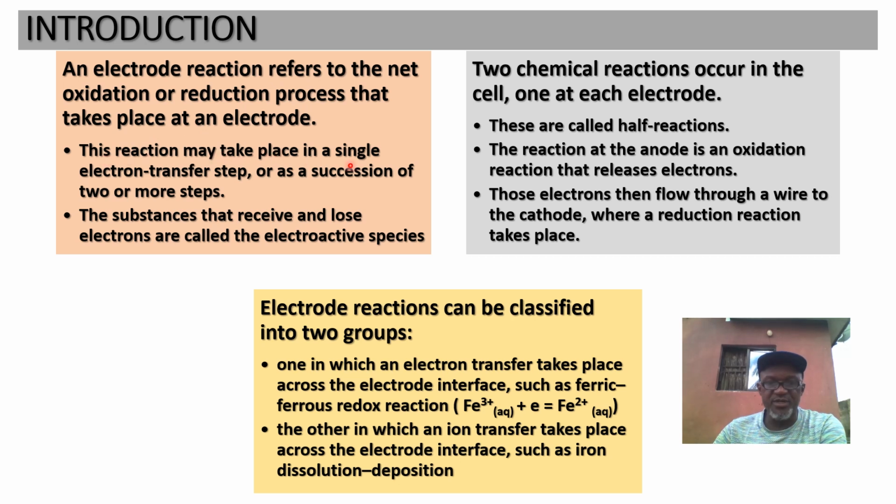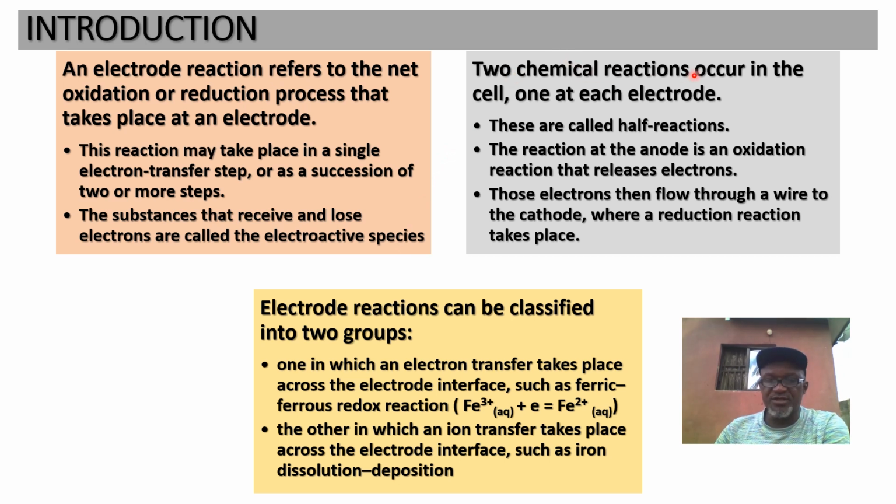This reaction may take place in a single electron transfer step or as a succession of two or more steps. So the oxidation or reduction reaction that takes place can be a single step or different steps in succession. The substances that receive and lose electrons are called electroactive species.